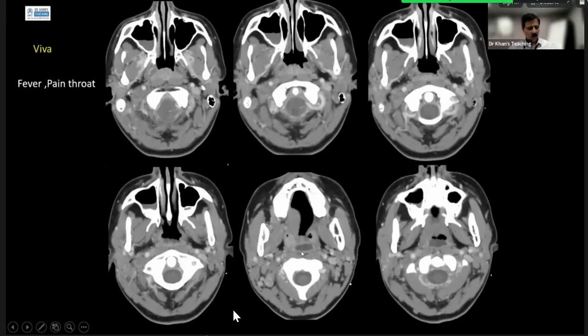Okay, one thing I wanted to emphasize is that whenever you see any infection in head and neck, when you are looking at the brain, always look at the sinuses for sinus thrombosis. In the neck, always look at the veins. Is there jugular vein thrombosis? In this particular case, you can see that this is the jugular vein. Do you see this? Yes. There is a thrombus.